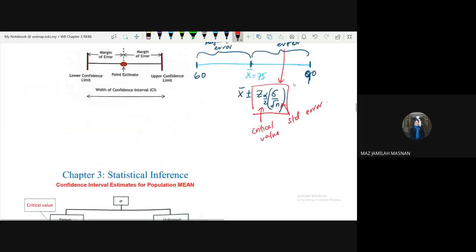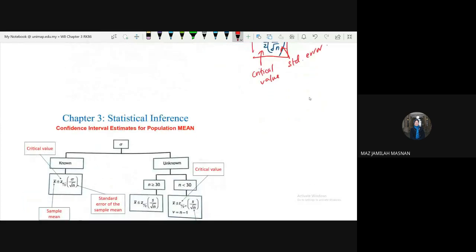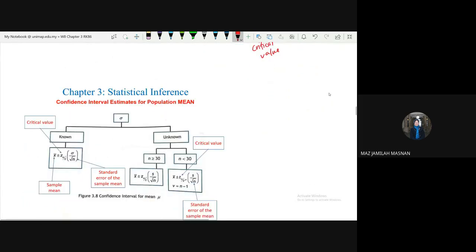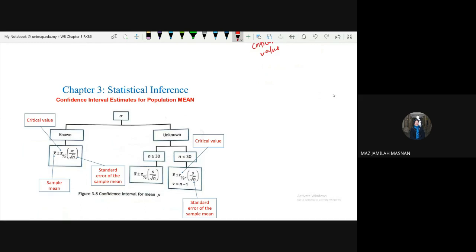Now, let us go through the first example of how we can find the confidence interval if you are talking about the mean of our population. Look at the topic: confidence interval estimate for population mean. We are trying to do the estimation for the population mean. Bear in mind, we don't have the data for our population. Now, this is based on samples only, the sample collected.